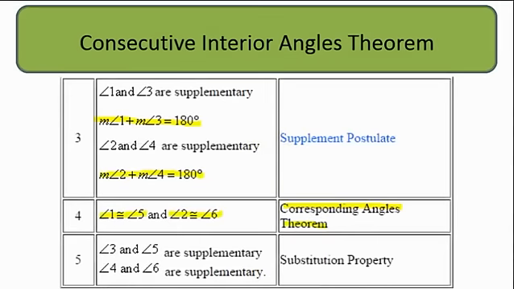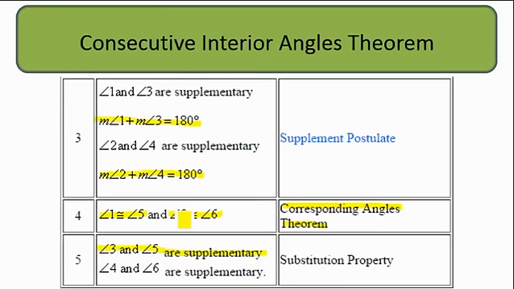Now, because angle 1 is congruent to angle 5, in my first sentence from step 3, the measure of angle 1 plus the measure of angle 3 is equal to 180 degrees. I know that's true. Because the measure of angle 1 is congruent to the measure of angle 5, I can substitute the measure of angle 5 in for that sentence. Therefore, I can have the sentence measure of angle 5 plus the measure of angle 3 equals 180 degrees by substitution. So therefore, I know that the measure of angle 3 and the measure of angle 5 are supplementary.